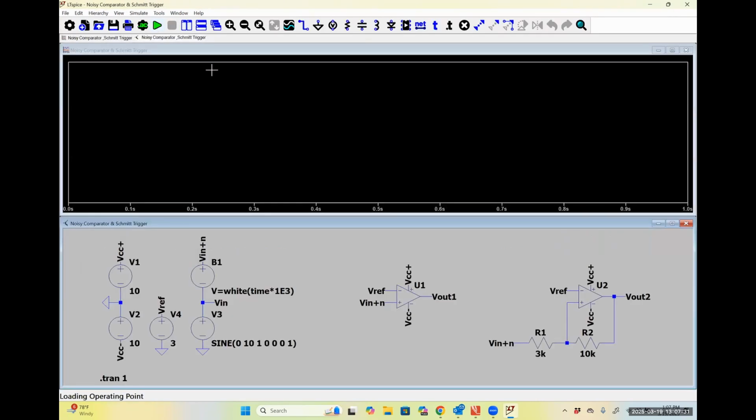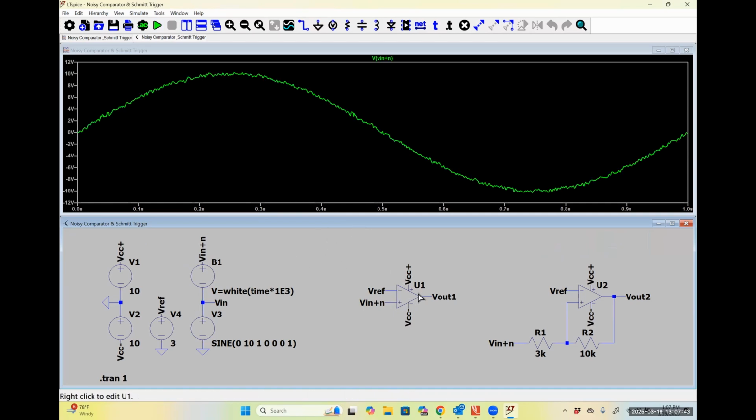So when I simulate this guy, and over here for my input signal, I have my simple sinusoidal input, and then on top of that, I have some noise like we talked about. So if I plot my input signal here, and then my output signal here, we see that we have that issue with ringing that we talked about at the end of the last class meeting. So whenever we have a noisy input, our comparator tends to freak out around the reference voltage.